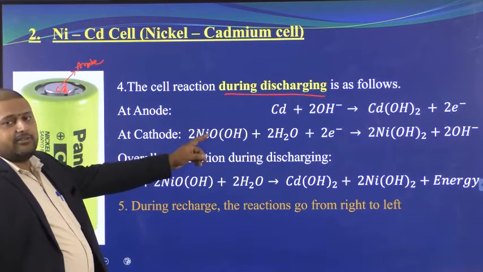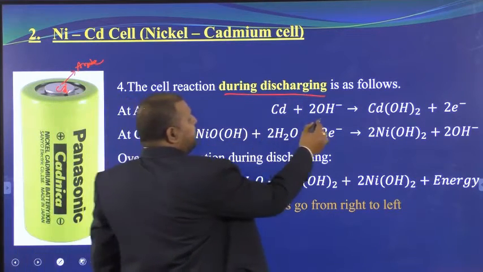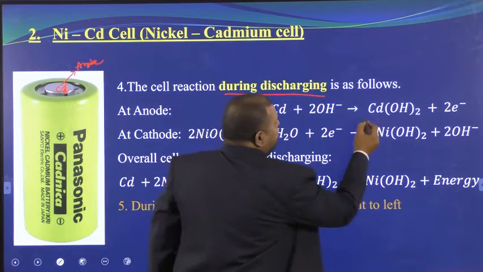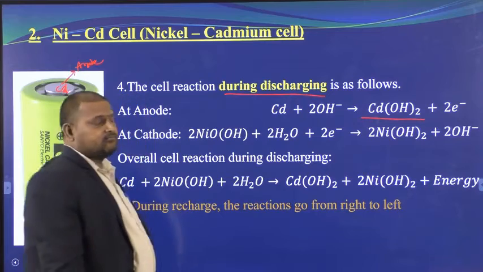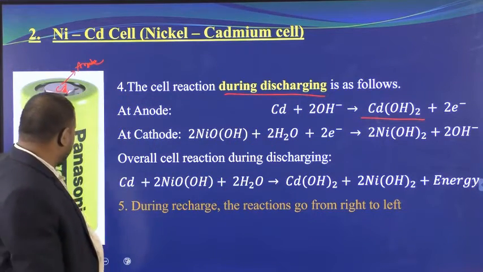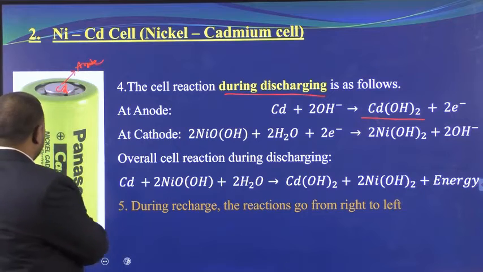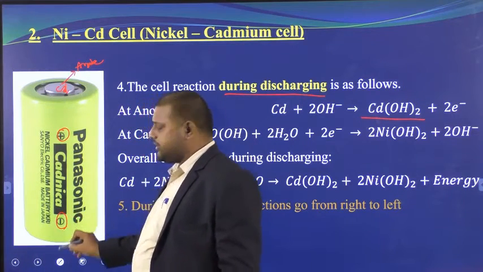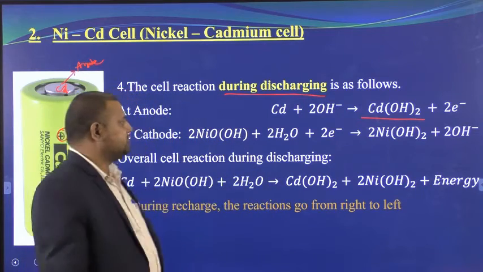So this is our anode. Cadmium reacts with potassium hydroxide, the electrolyte, OH minus, to form Cd(OH)2. This is during discharge. At the cathode, what happens here? This is our negative terminal. You can see clearly here, plus is positive, minus is negative, negative terminal here, right?